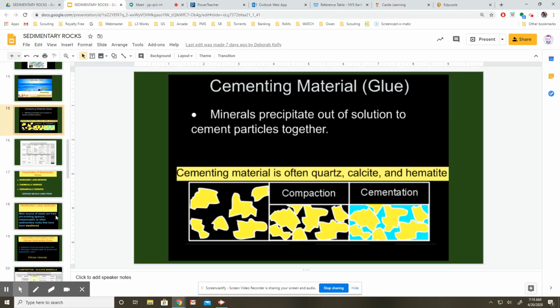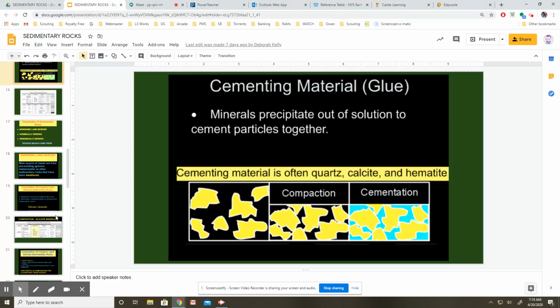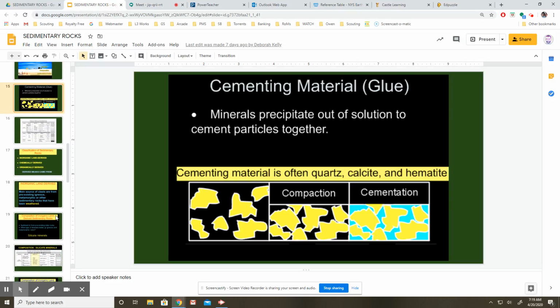So finally, the last part on how they form is a process called cementation, or gluing of the particles together. Cement is like glue, where we have some particles and we add something in between. All right. In the second picture over here, you can see the blue is something in between that's holding the particles together.